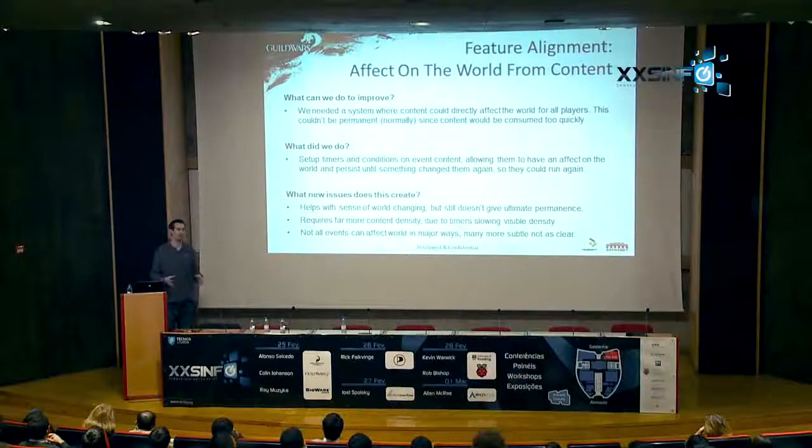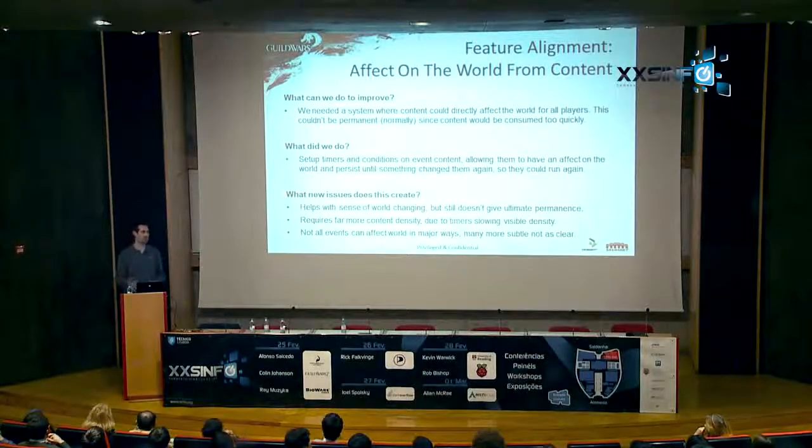If the farm burns down, the way the farm comes back is a new event happens in the world that lets you rebuild it. So the changes aren't permanent, but the changes persist until the players or enemies do something to change them again. So what issues does this system create? It helps with the sense of the world changing and feeling alive, but it doesn't give an ultimate sense of every single thing that happens having permanence. This is something that we really don't have a great answer for.